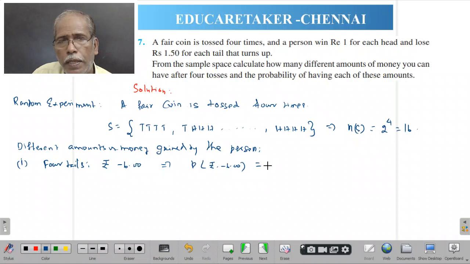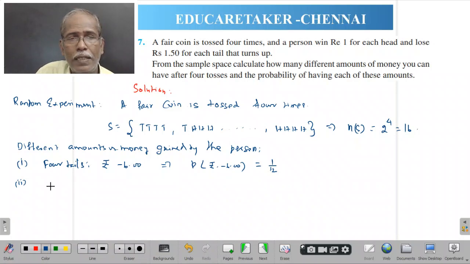What is the probability of getting minus 6 rupees gain or 6 rupees loss? Both are the same. Minus 6 rupees gain means, if you remove the negative sign, a 6 rupees loss, losing 1.5 rupees for each tail that turns up. So what is the probability of this? 1 by 16.